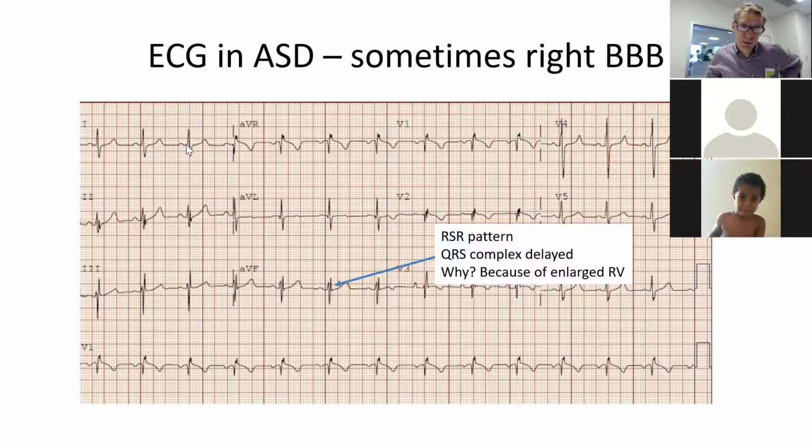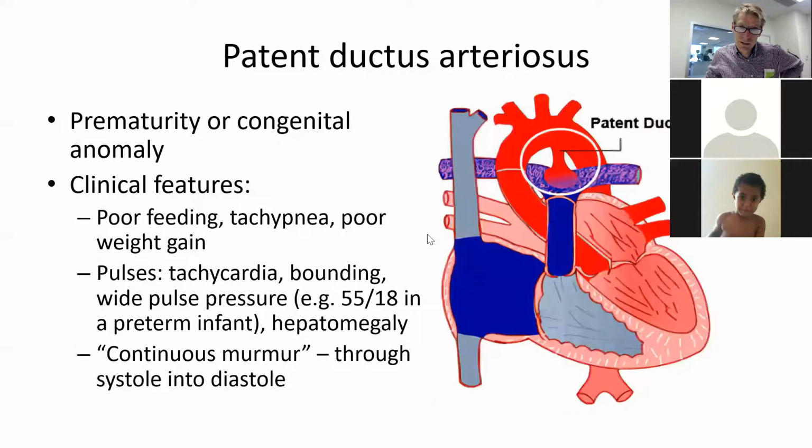This child's atria are normal, aren't they? You can see the P wave morphology is normal, less than 2 small squares up and less than 2 wide. So you know the right atrium and the left atrium are probably normal, but there's something going on in the ventricle, especially the right ventricle, because there's an RSR pattern there. Okay.